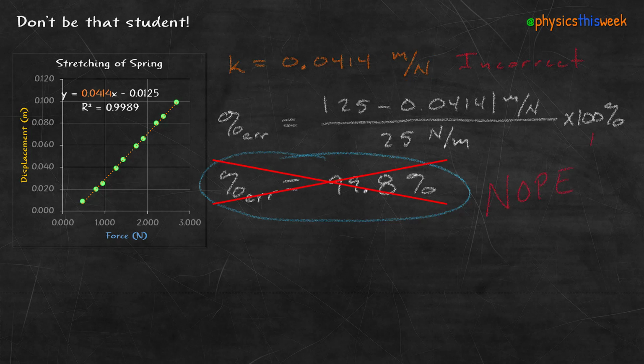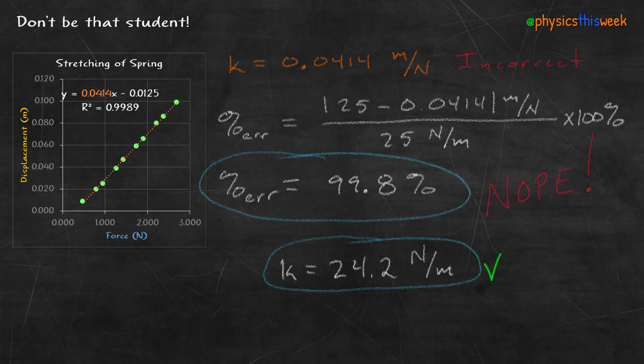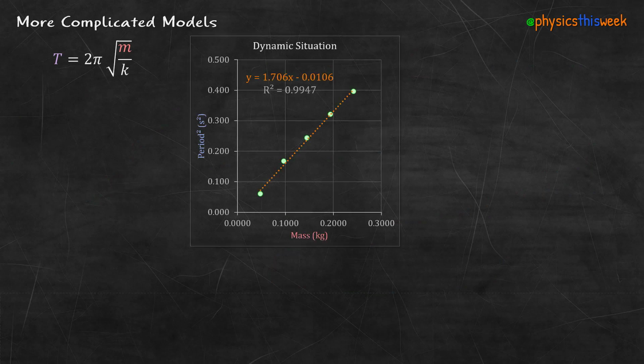Don't be that student. Always check your model to make sure it matches your trend line. Also make sure that your results have the right units. Ask for help if you have a large percent error. We'll look at more complicated models and trend lines in the next video.